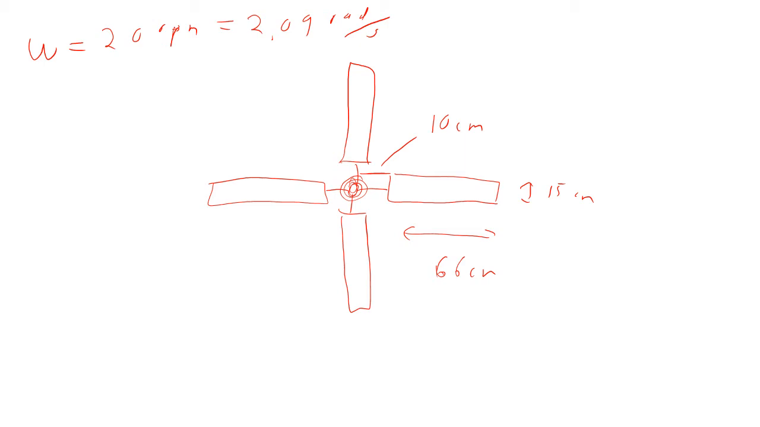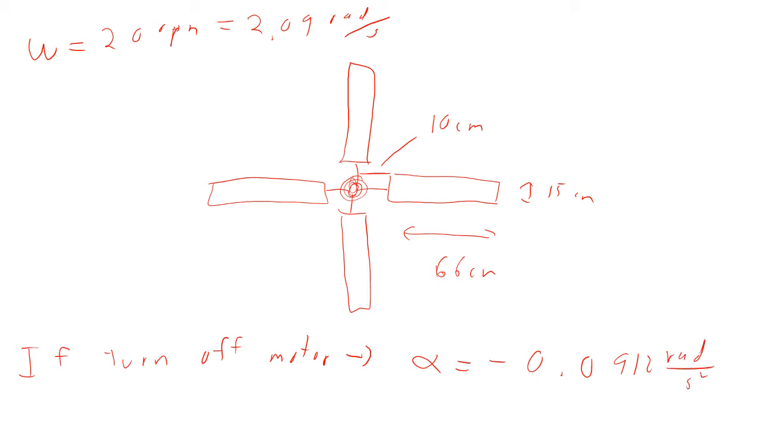Okay, now, if we were to turn it off, it's going to be decelerating. So if we turn off the motor, then the angular acceleration is going to be minus 0.05. No, sorry. It's going to be minus 0.0912 radian per second squared. Okay.